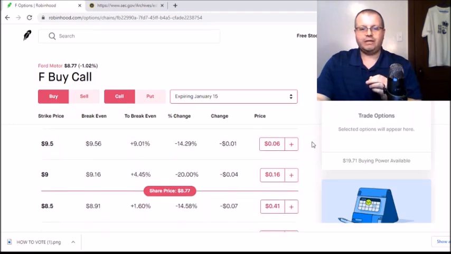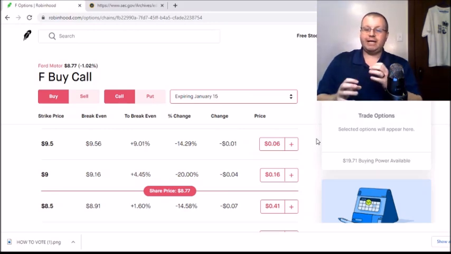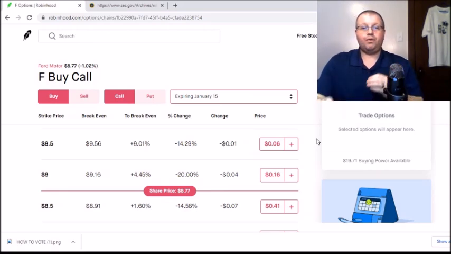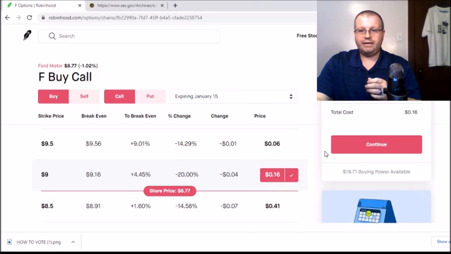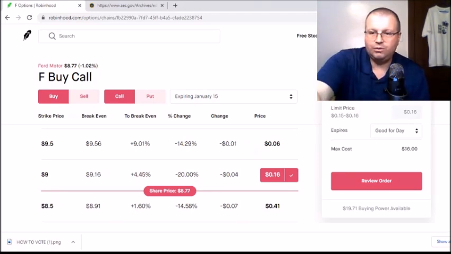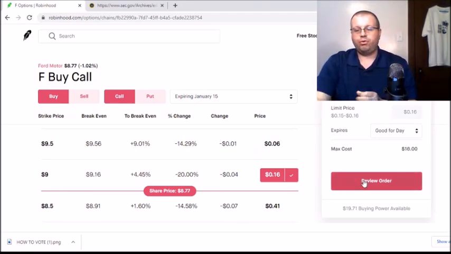You think in 2 weeks that Ford stock is going to rise. Currently right now, Ford is at $8.77. So you believe that there's going to be big news coming out about Ford, and you're saying this stock's going to rise. How do I get the most gains if it's going up? So you're going to buy a call. You would want to buy a $9 call, and that would cost you $16. So you would go in here, you click that, you click continue, you select one under contracts, boom, you review your order, and you would get your one contract.